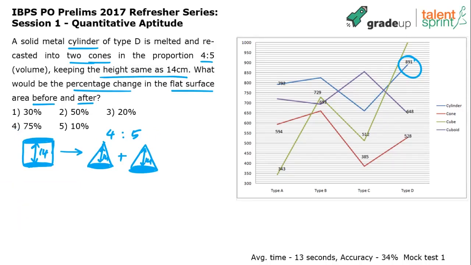See, what does it say? This is the volume of the cylinder. Volume of the cylinder, right? This is volume of cone 1. This is volume of cone 2. Now, volume of cone 1 and cone 2 are in what ratio? 4:5, which means 4x and 5x.